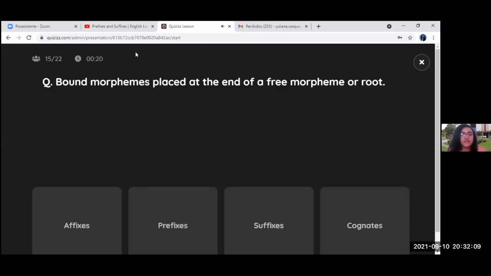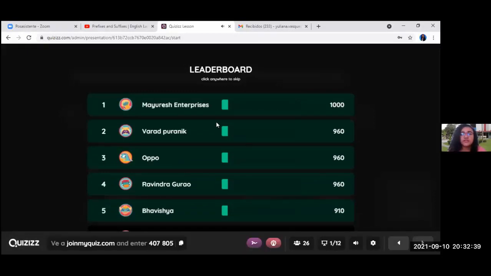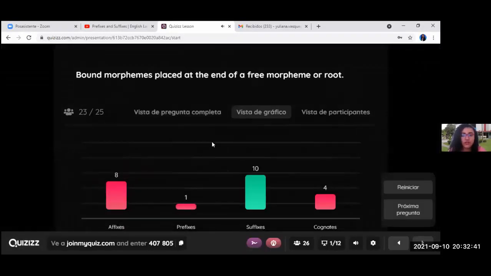Okay, I have answers in the chat box. Good. Okay, time is about to finish on that question. Let's see another answer in the chat box. Right. Good. So what is the bound morpheme placed at the end of a free morpheme or root?